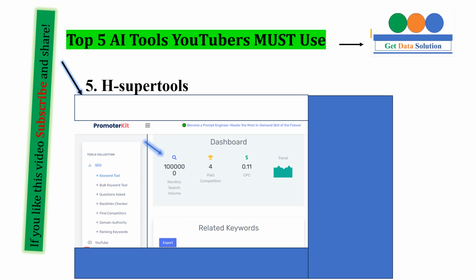Here is the result from the previous one. In this particular case, for the word dashboard, there is over 1 million monthly search volume. The paid competition is 4, and CPC is 0.11, and the trend is somehow regular.